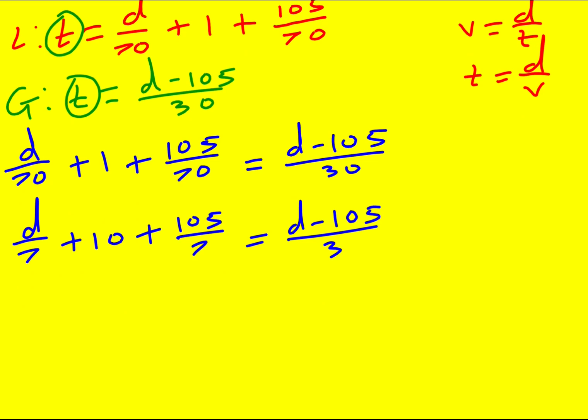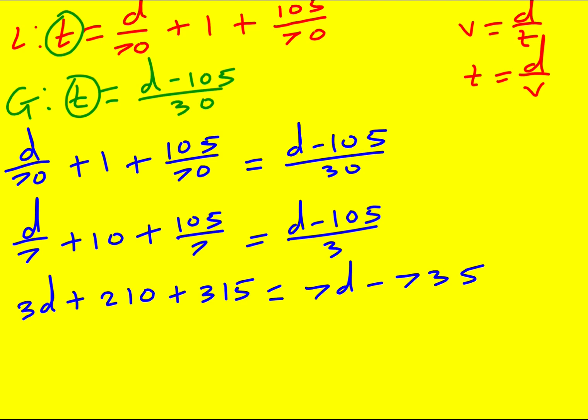When I times this left-hand term by 21, the 7s are going to cancel and I'm left with 3D. Over here, I'm going to get 210. 105 over 7 times 21, the 7s are going to cancel, so it's just going to be 105 times 3, 315. And over here, when I times by 21, the 3s are going to cancel, and I'm just going to end up timesing through by 7. So 7D minus 735.